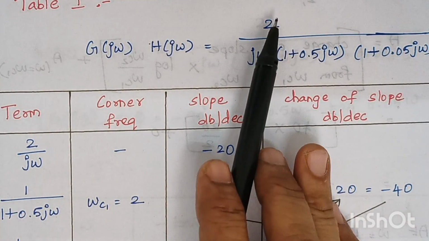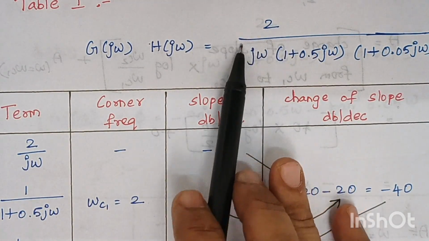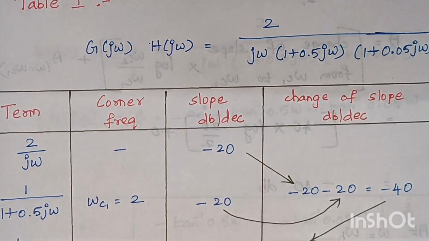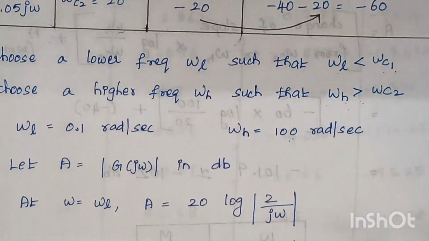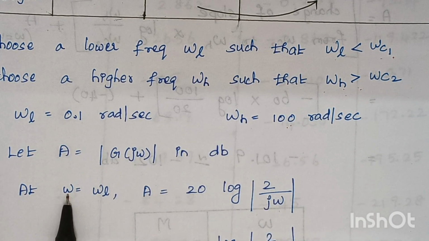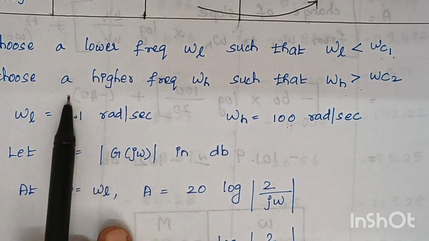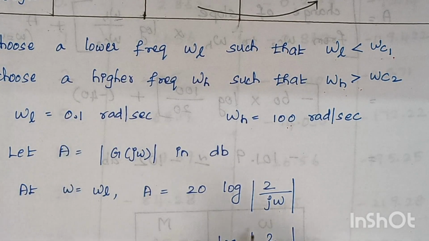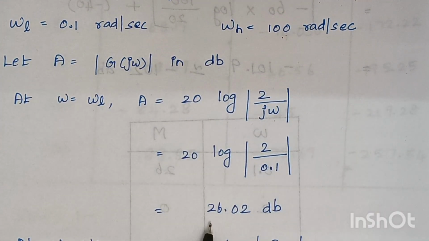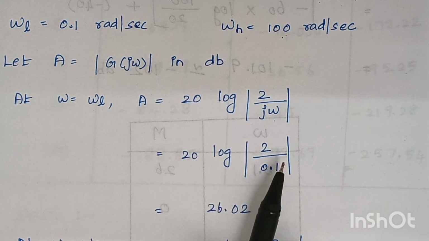So what is the value of constant and omega? You see here I have 2 divided by omega, as omega lies in the denominator. So here we have to include 2 by omega, so 20 log of 2 by j omega. What is the value of omega L? Omega L is taken as 0.1. So just substitute the values here and find out the answer. The answer is 26.02 dB, right? This is done by using a calculator.